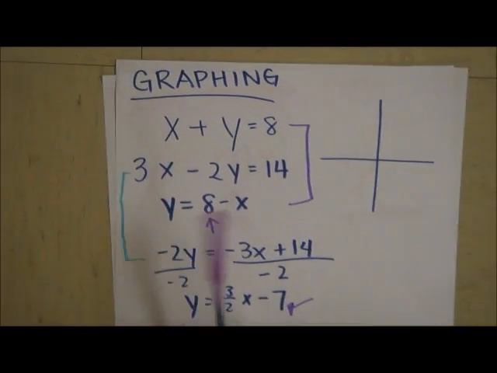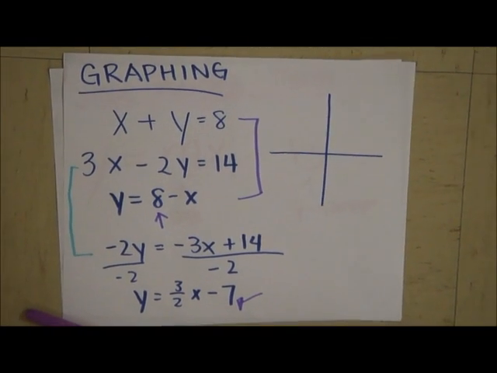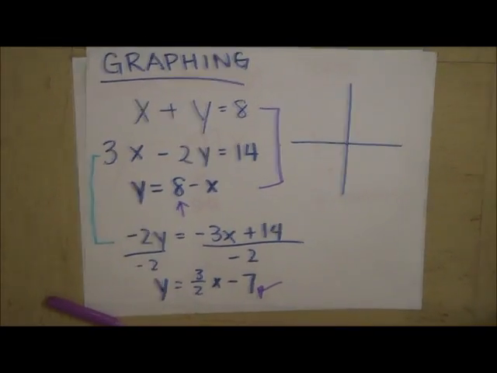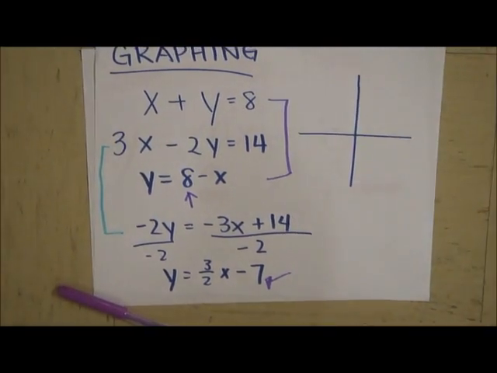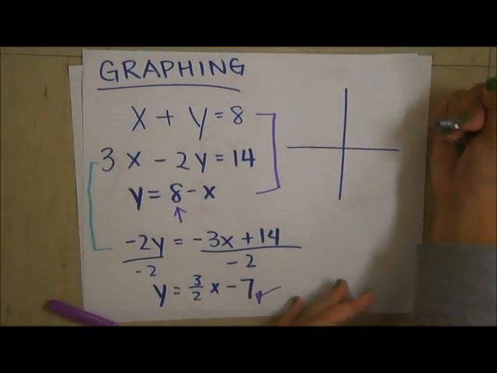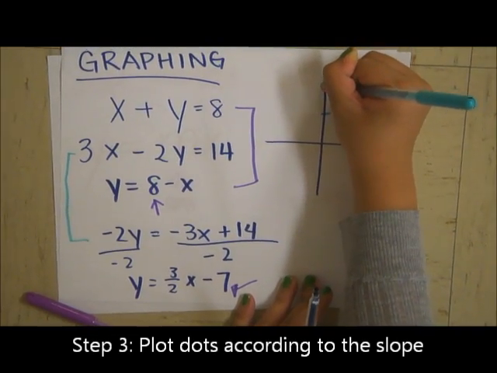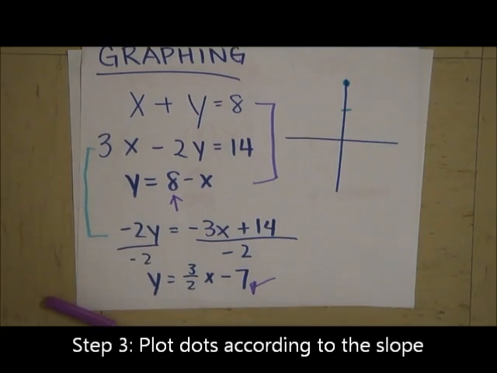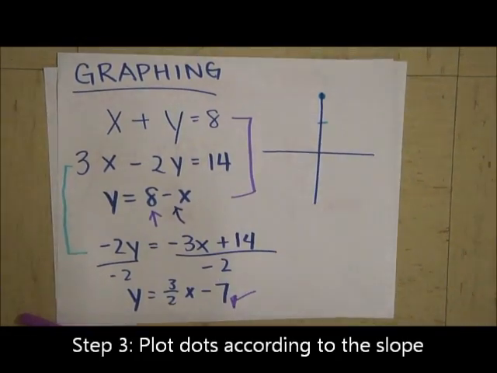So let's do this one first. The y-intercept, which means the place where the line intersects with the y-axis, for this one is 8. So 8 is over here, and then the slope is negative 1 because there's an invisible 1 over here.